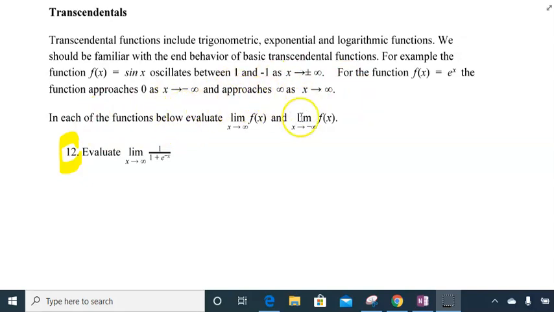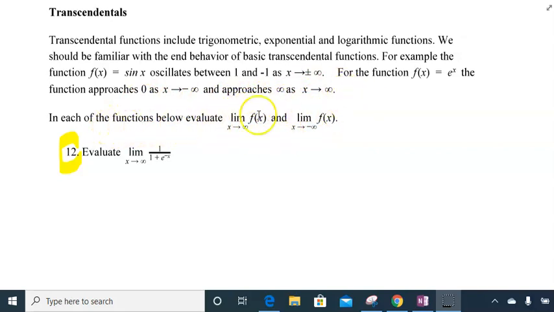whilst e to the negative x is just a flip of that over the y-axis, so it will approach positive infinity as x approaches negative infinity, and 0 as x approaches positive infinity.